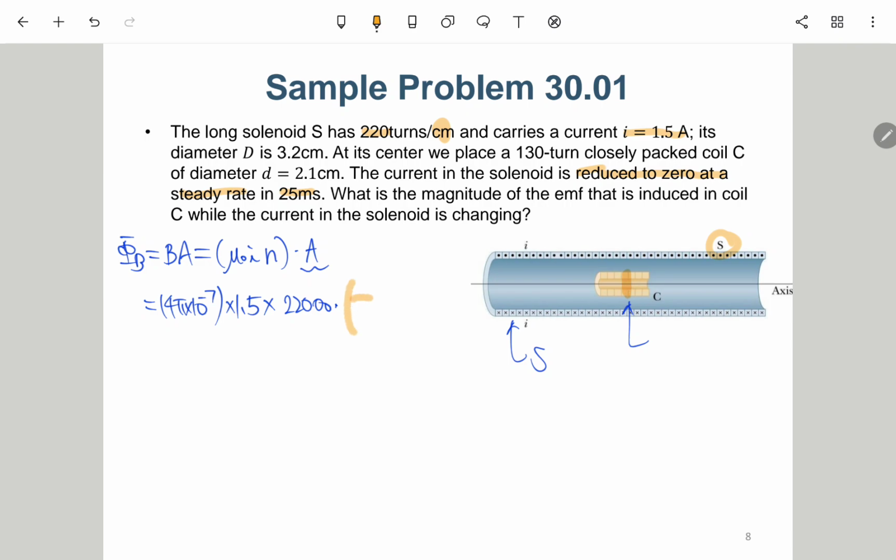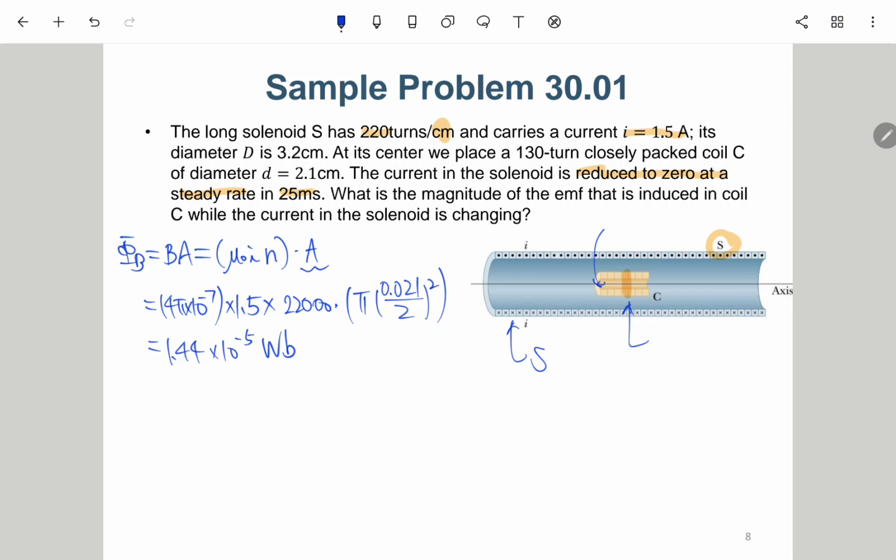So here we have a pi, and for coil C the diameter is 2.1 centimeter. So this is 0.021 over 2. This is the diameter, so we divide by 2 to get the radius, and then pi r squared. So this is nothing but 1.44 times 10 to negative 5 Weber. This is the magnetic flux over this coil at the very beginning.